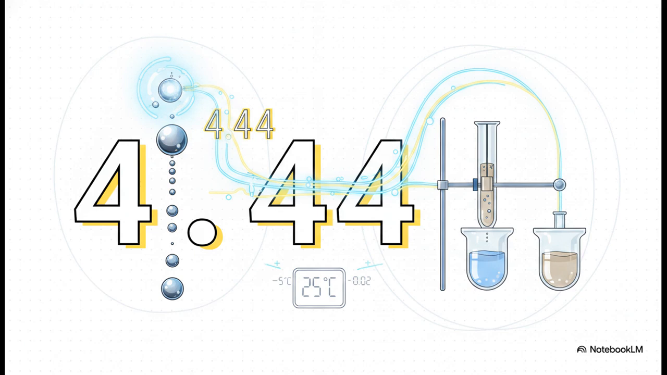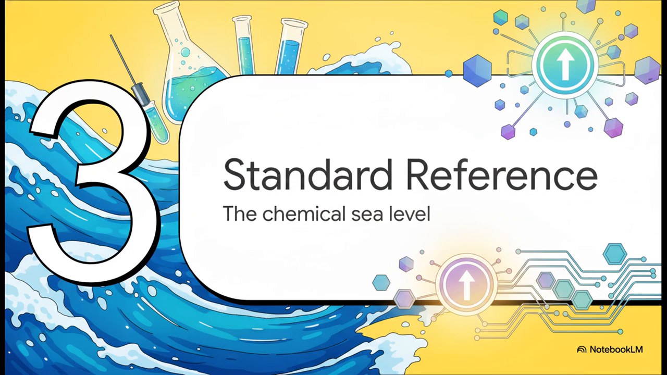Well, through some incredibly careful measurement, often using data from ideally polarizable mercury electrodes, scientists figured out that the absolute potential of the standard hydrogen electrode, or SHE, is exactly 4.44 volts, give or take 0.02 at 25 degrees Celsius. That specific number, 4.44 volts, is a massive deal. It serves as the mathematical bridge connecting the absolute electron-volt world of the physicist straight to the practical relative world of the chemist. Section 3, the standard reference.